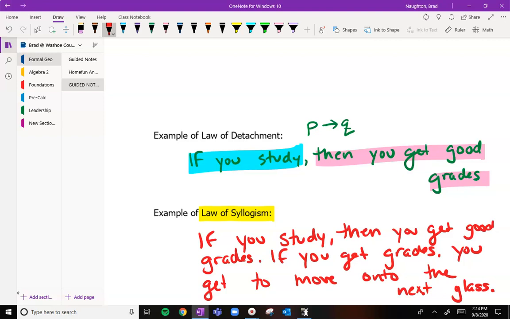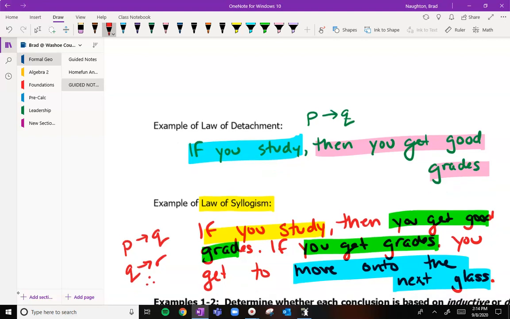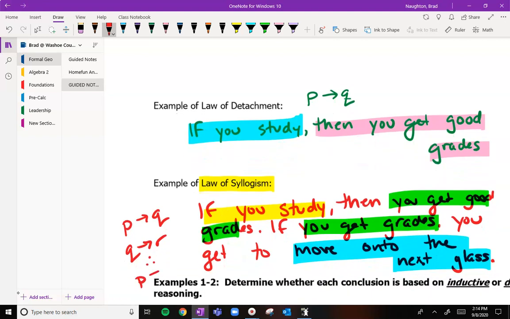Alrighty. So, ladies and gentlemen, boys and girls, if you study, that's the first part. Then you get good grades. If you get good grades, that's the connector. Then you get to move on to the next class. The idea is you go from P to Q. That Q gives a different R. Okay? And so we could therefore say, okay, if I study, I get to move on to the next class. Helps if I get my letters right. Cool? So that is a basic idea of the difference between detachment and syllogism. It's really just a base of how many parts there are.